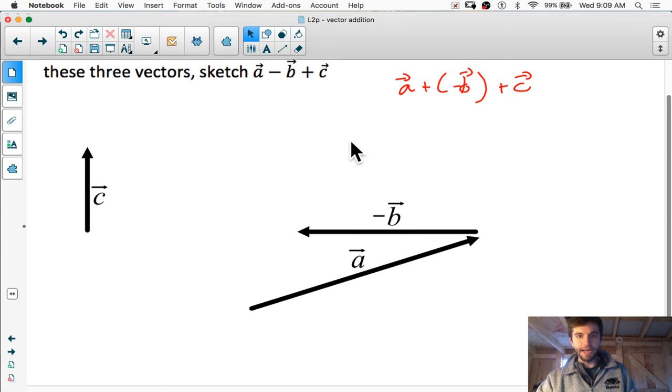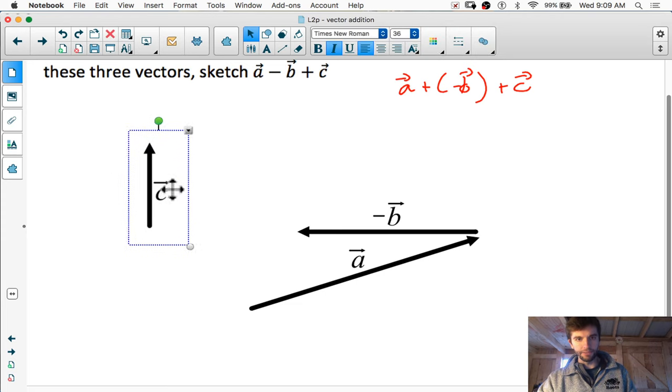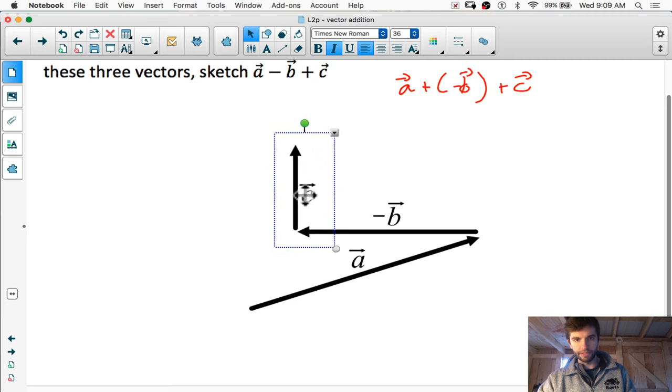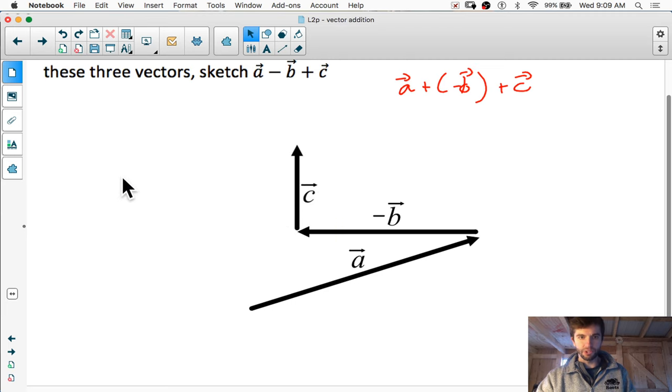And now I have to add vector C. So what I do is I take vector C and place that tip to tail with negative vector B. And then my resultant of these three goes from the tail of where I started to the tip of where I finished. And you can always do that when you're adding vectors.